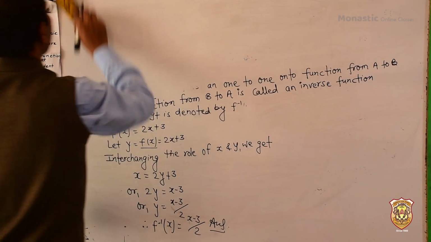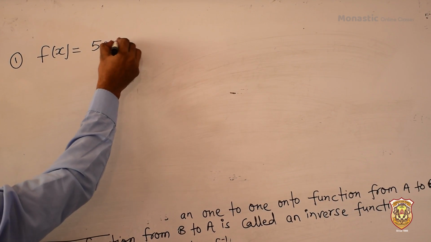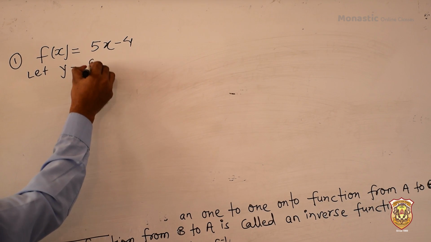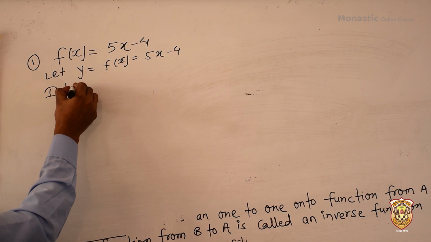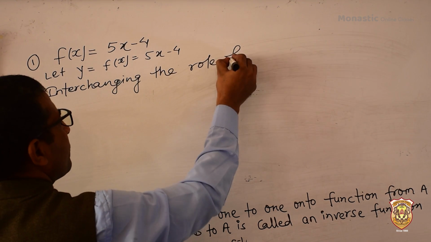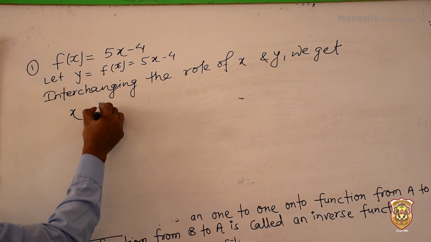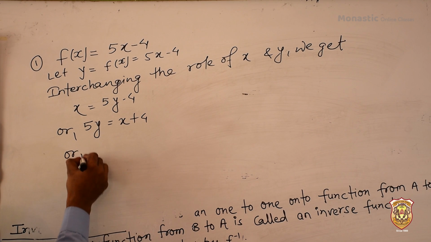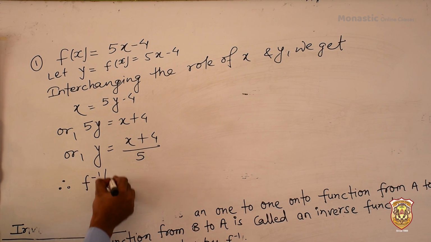Look another example. If a function is given f of x is 5x minus 4, and we have to find the inverse. Starting it with y equal f of x equal 5x minus 4. We have to interchange the role of x and y. x equal 5y minus 4, so y is x plus 4 by 5. That's it. We have inverse.